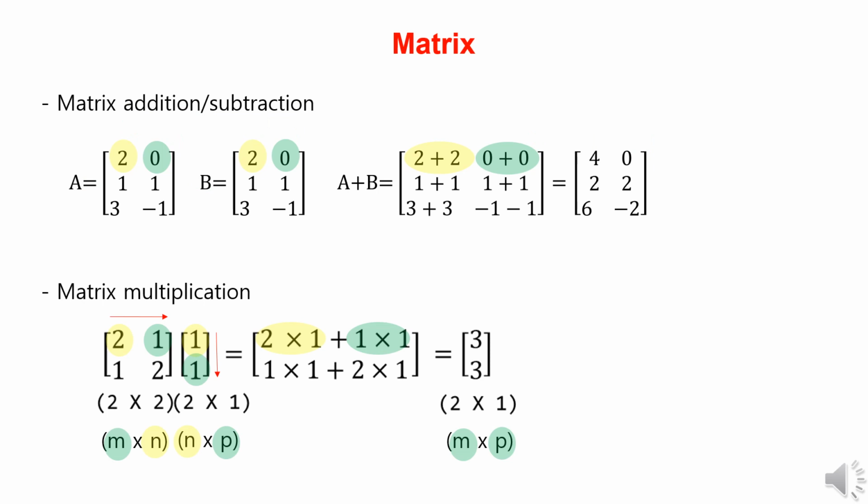For matrix multiplication, you need to multiply the numbers in each corresponding position of the rows from the first matrix and the columns from the second matrix, and then add up the results. Therefore, in order to perform matrix multiplication, the number of columns in the first matrix must be equal to the number of rows in the second matrix. In other words, if you have an m by n matrix and multiply it with an n by p matrix, where both matrices have n as the common number of columns and rows respectively, the result will be an m by p matrix. For example, when you multiply a 2 by 2 matrix with a 2 by 1 matrix, the resulting matrix will be a 2 by 1 matrix.